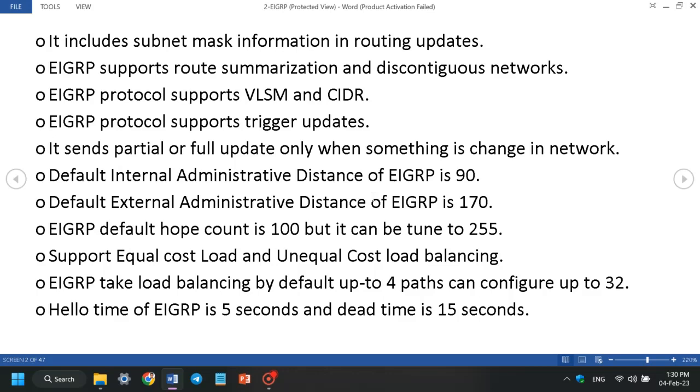The hello time of EIGRP is 5 seconds and the dead time interval is 15 seconds. That means every 5 seconds EIGRP sends a hello message to neighboring routers, and EIGRP takes 15 seconds to decide that a neighbor router is dead or inactive. It will wait for 15 seconds. That means the dead timer is 15 seconds.